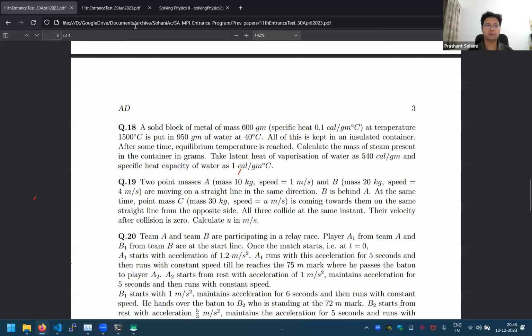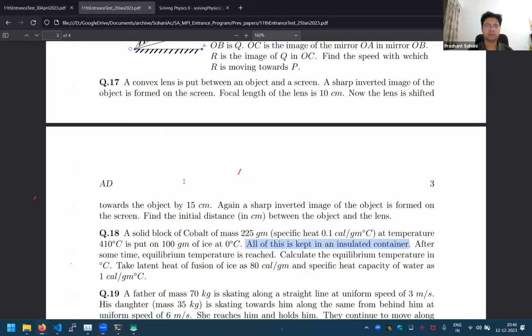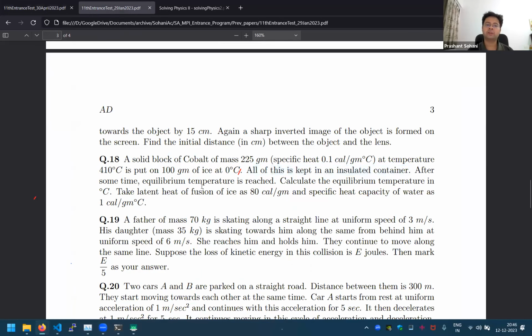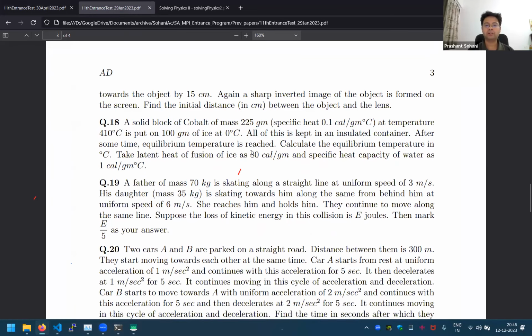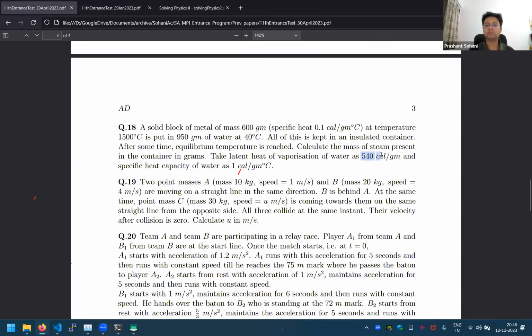But on the contrary, going back to the previous question, there all the ice became water. Why? Because the latent heat of fusion of ice is much smaller. It is only 80. So converting ice into water does not take that much heat, but converting water into steam takes much more heat. So look at the ratio of the two quantities involved. Okay. But the answer is 50. Sir, please show the solution. Yes. Okay.